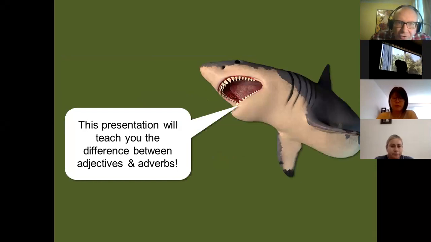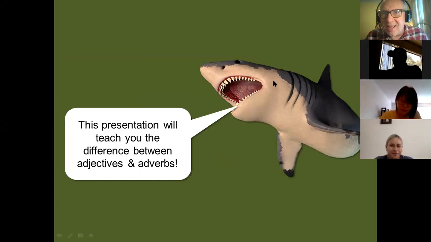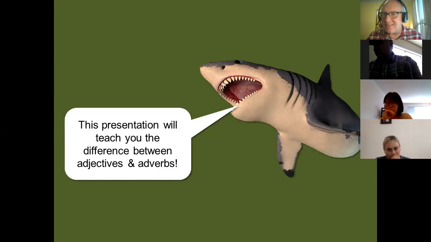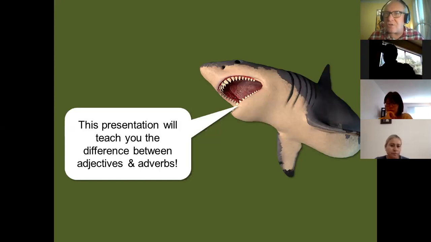This presentation will teach you the difference between adjectives and adverbs, says the shark. Now, if you're describing the shark, for example, you would use an adjective, right? That's a big shark. That's a scary shark. He has big teeth and sharp teeth. If you want to describe what the shark does, you're going to use an adverb, right? The shark swims fast. The shark attacks viciously, right? So it all depends on how you're describing. If you're describing the shark, you use an adjective. If you're describing what the shark does, you're going to use an adverb. But let's talk about it little by little here.